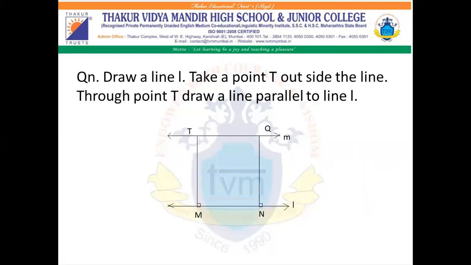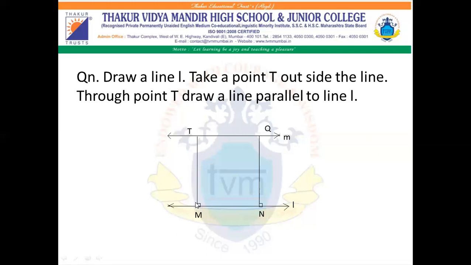Question: draw a line L, take a point T outside the line. Through point T, draw a line parallel to the line L. Steps: first of all, draw a line L. Take a point T outside the line L. Draw a segment TM perpendicular to the line L.